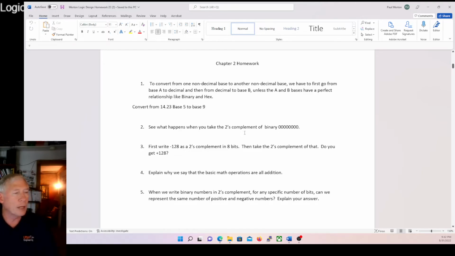What happens when you take the 2's complement of binary 0, 8-bit 0? What happens is you get 0 again with a carry out of a 1, but in 2's complement math, we ignore the carry out. First write minus 128 as a 2's complement 8 bits, then take the 2's complement of that. And what do you get?